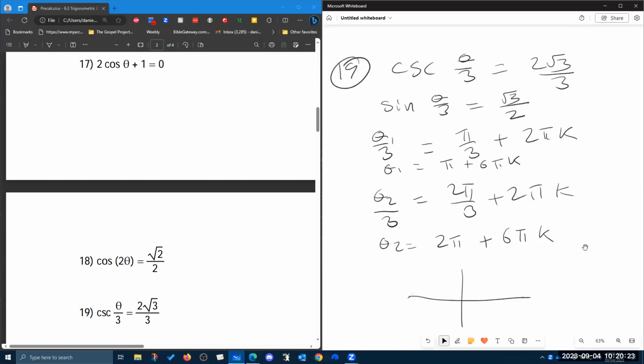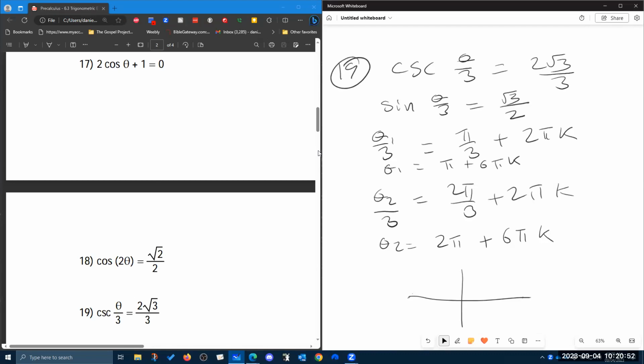But I'm just going to leave it the way that the answer is here. Let me actually look if there's a simplified answer for that one on the answer key. 1 second. Nope, that's the only answer that's given, so we're done.